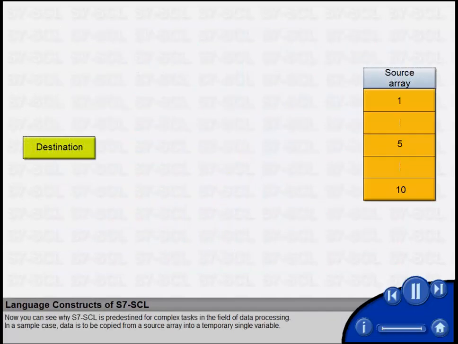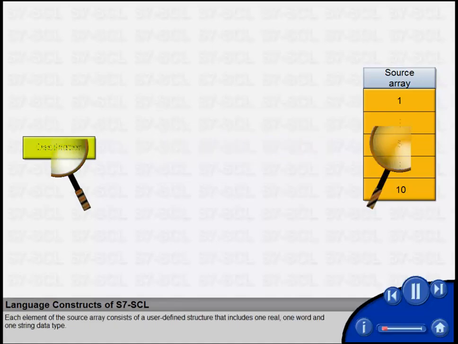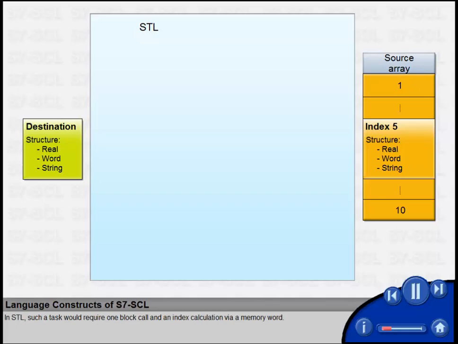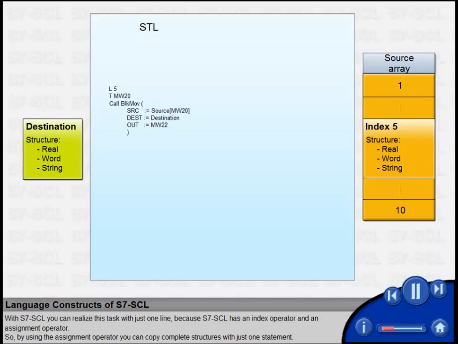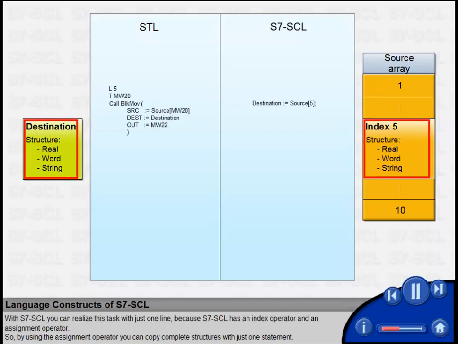Now you can see why S7-SCL is predestined for complex tasks in the field of data processing. In a sample case, data is to be copied from a source array into a temporary single variable. Each element of the source array consists of a user-defined structure that includes one real, one word, and one string data type. In STL, such a task would require one block call and an index calculation via a memory word. With S7-SCL, you can realize this task with just one line, because S7-SCL has an index operator and an assignment operator. So by using the assignment operator, you can copy complete structures with just one statement.